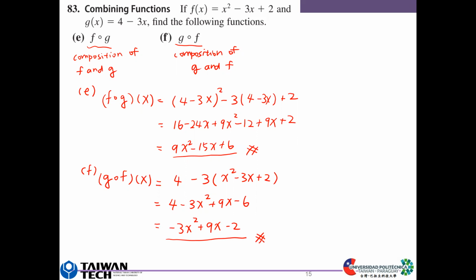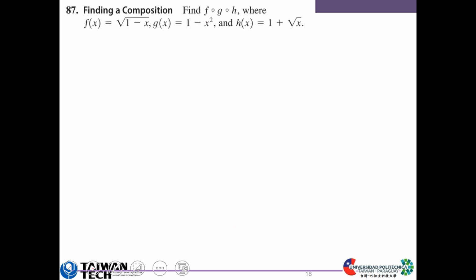Okay, and for the next problem, also a composition function, you need to find the composition of f, g and h. Which means you need to put h(x) as the variable of g(x), and put that into g to replace x. And after you calculate g(x), you then put it into f(x) to replace x.